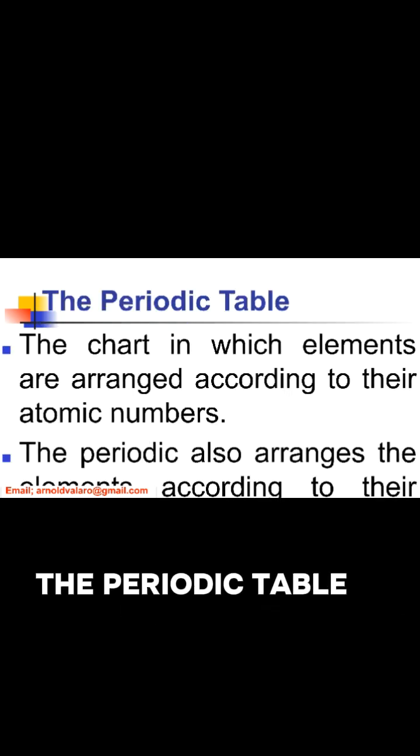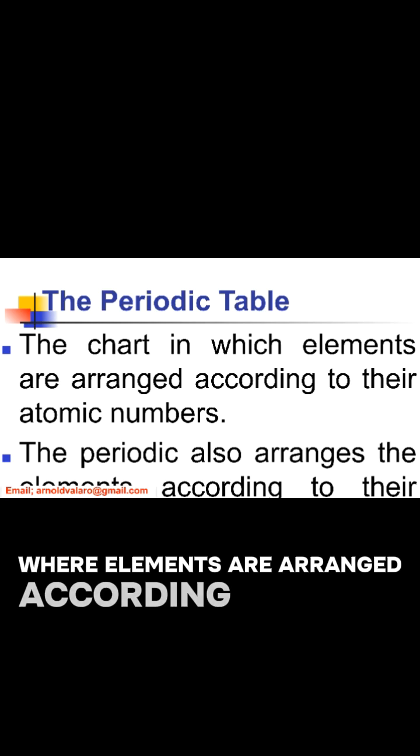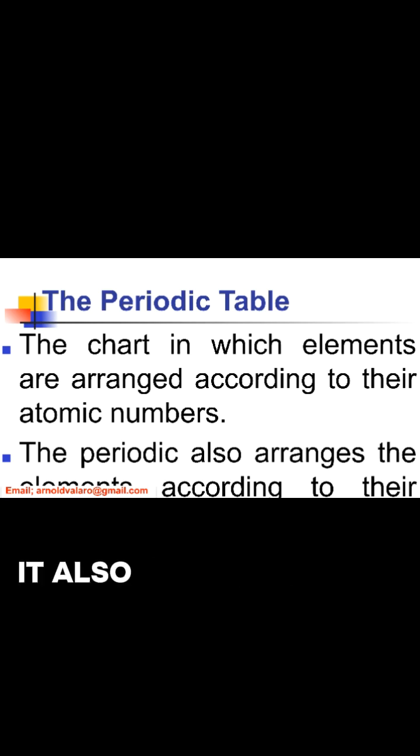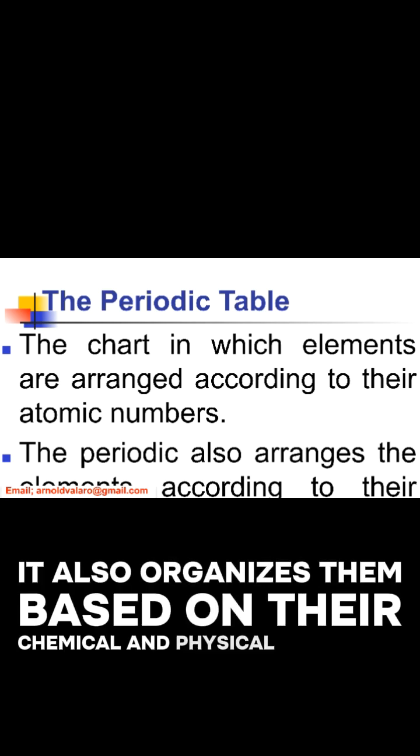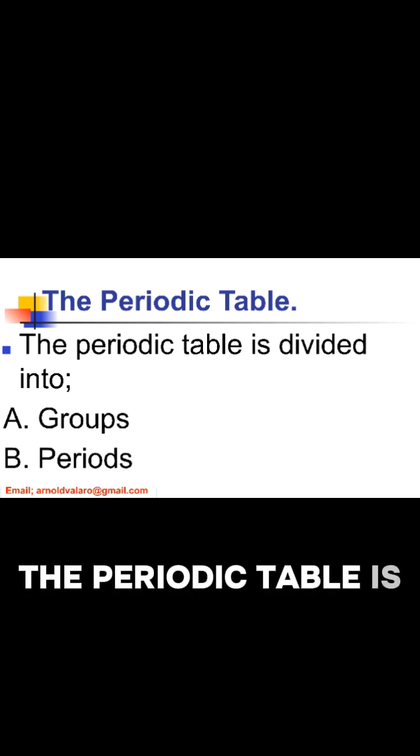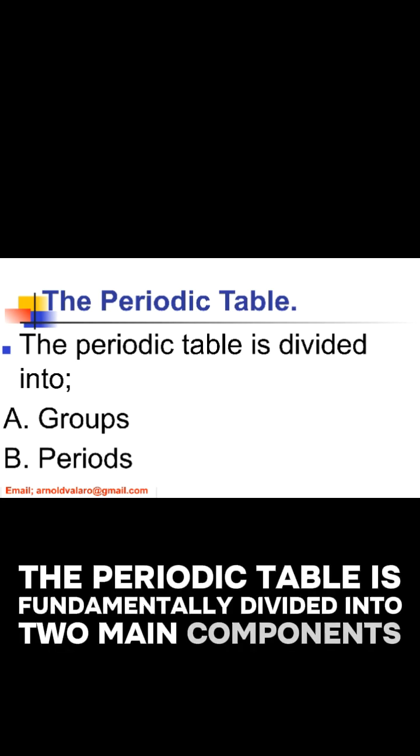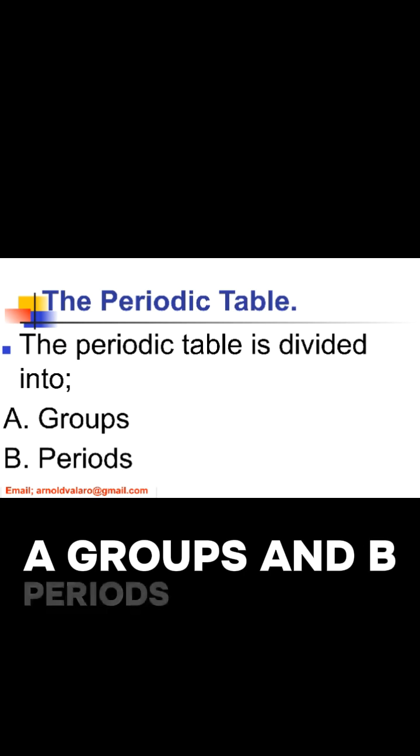The periodic table is a chart where elements are arranged according to their atomic numbers. It also organizes them based on their chemical and physical properties. The periodic table is fundamentally divided into two main components, A groups and B periods.